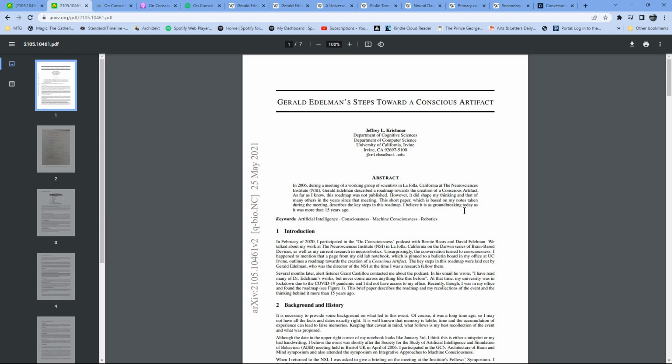The way I look at this is a really interesting jumping off point in which to explore Gerald Edelman's thinking around conscious artifacts, or consciousness generally, actually.